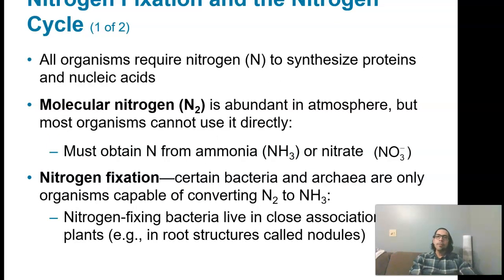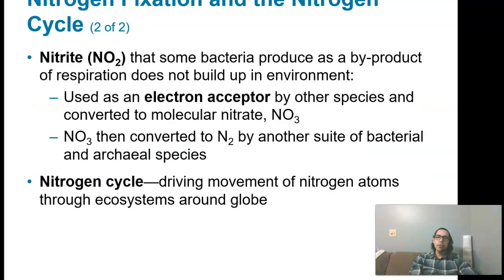So the ammonia is converted into nitrites as a byproduct of respiration. And then nitrites can be converted into nitrates by other bacteria. And then the nitrates, the NO3, are converted back into nitrogen by another set of bacteria. So that's part of the nitrogen cycle, the movement of nitrogen atoms through ecosystems.